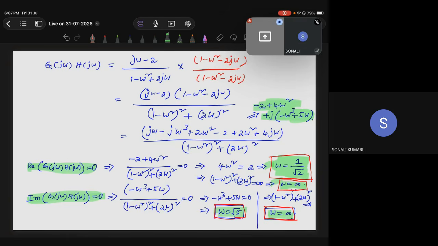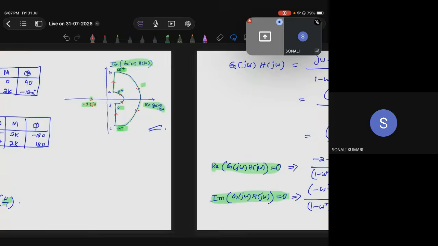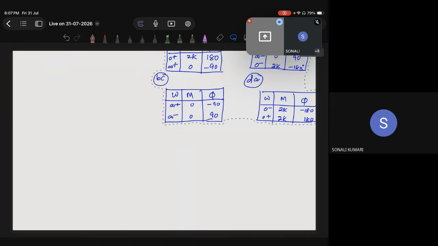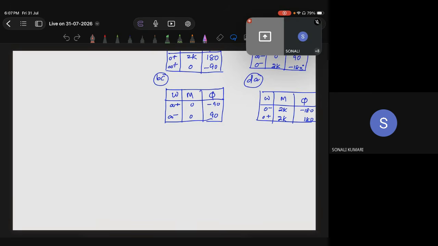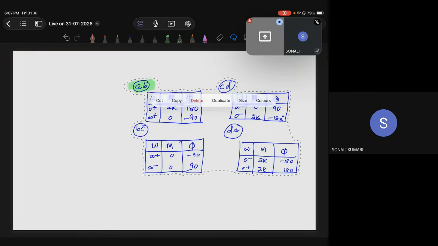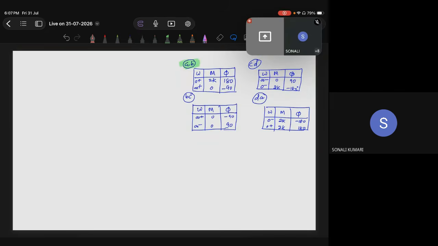So now what we do is we will use these four tables. Just listen carefully here. We'll use these four tables and draw the waveform I have shown here on the right-hand side. So I'll copy this and put it here. These are the four tables we have.